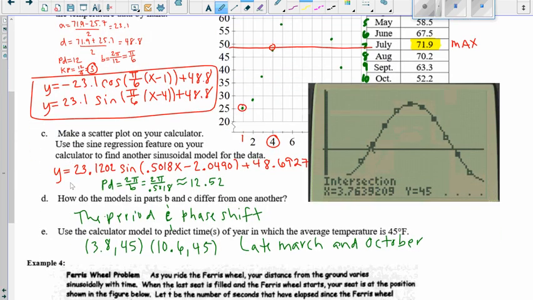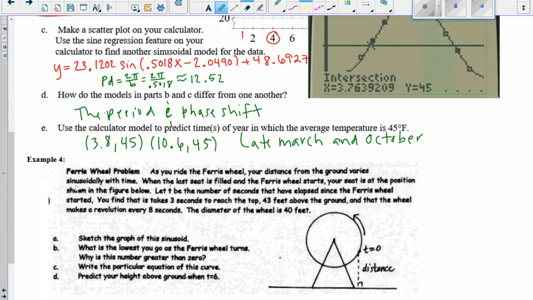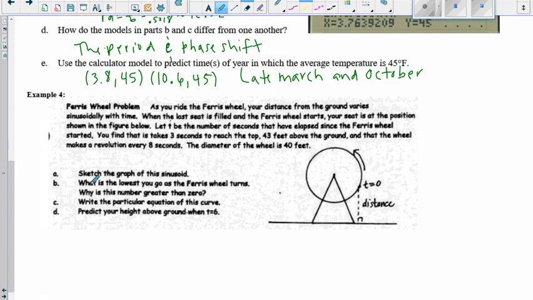So let's go ahead and look at the last example that we have, example 4. This one says, as you ride a Ferris wheel, your distance from the ground varies sinusoidally with time. When the last seat is filled and the Ferris wheel starts, the seat is at the position shown in the figure, which is right here. Notice that's not at one of our key points because it's not here on our graph, or up here.